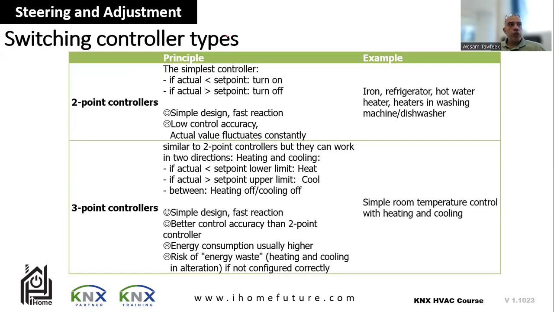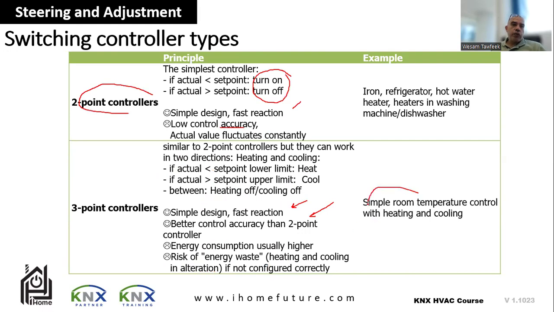Then it's talking about the switching controller types. You have 2-point controllers, actual versus set point: turn on and turn off only. The good thing about it is simple design and fast action, but the accuracy is low. Then you have 3-point controllers: if actual versus set point is beyond the lower limit, heat or cool, so you have 3 points. It's on to heat, or on to cool, or off totally. This is still a simple design with fast reaction and better control accuracy than the 2-point, but energy consumption is still very high and there is a risk of energy waste, heating and cooling in alternation if not configured correctly.